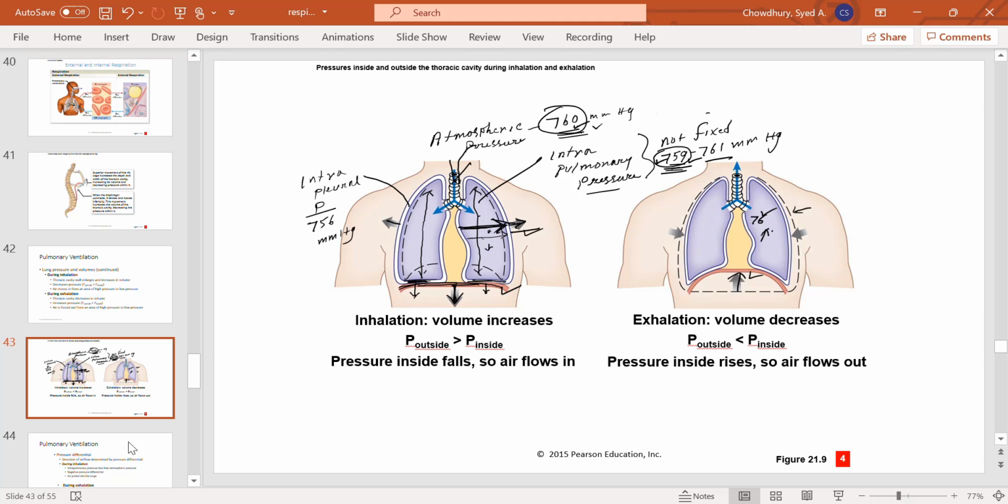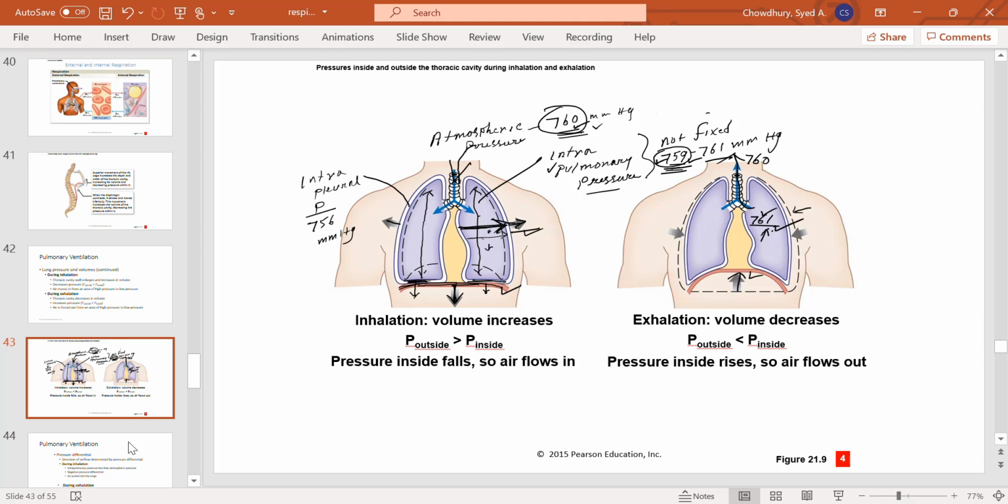So when inside is 761, outside is always fixed 760, you have 1 millimeter more here. So that will move the air out. That is the expiration. Okay. So recoiling of the lung due to the relaxation of the diaphragm and the intercostal muscles, and that will increase the intrapulmonary or intraalveolar pressure to 761, and that will push the air out. So that's the expiration. So the mechanism of inspiration and expiration.